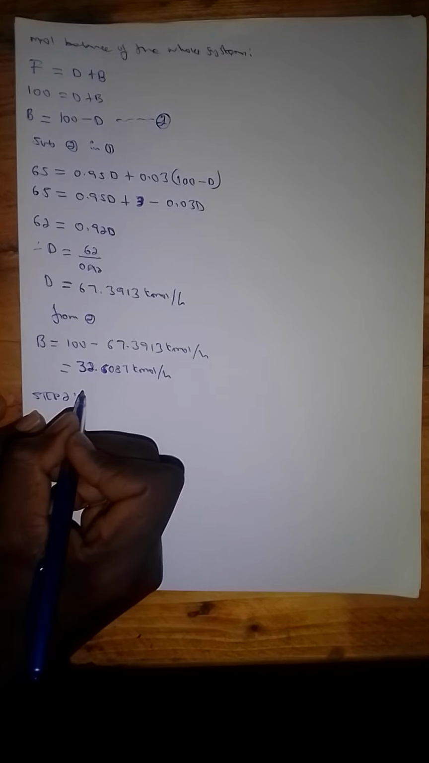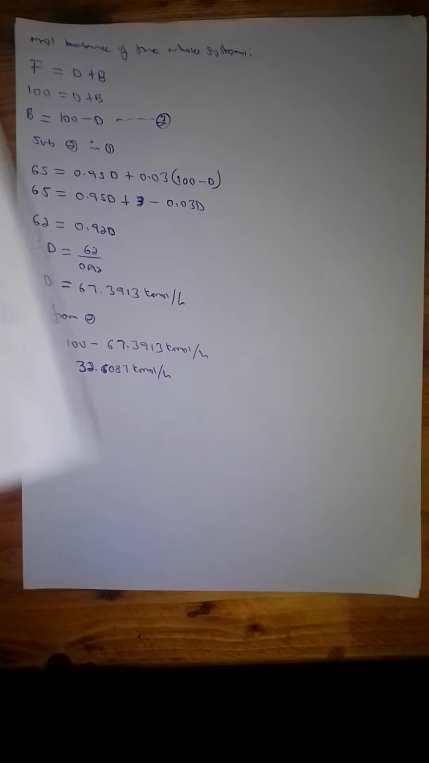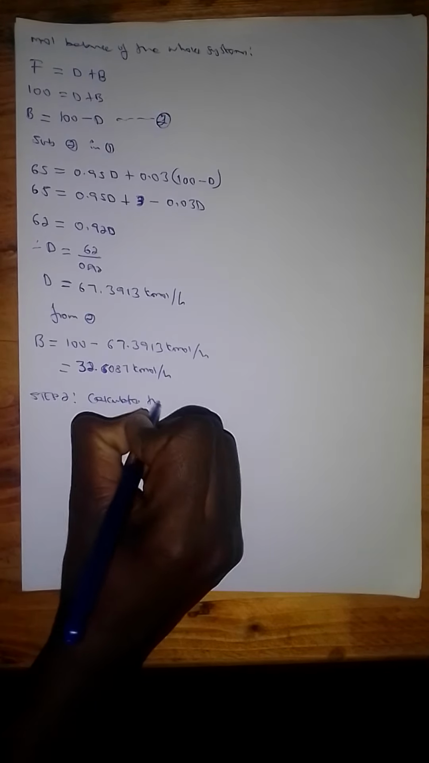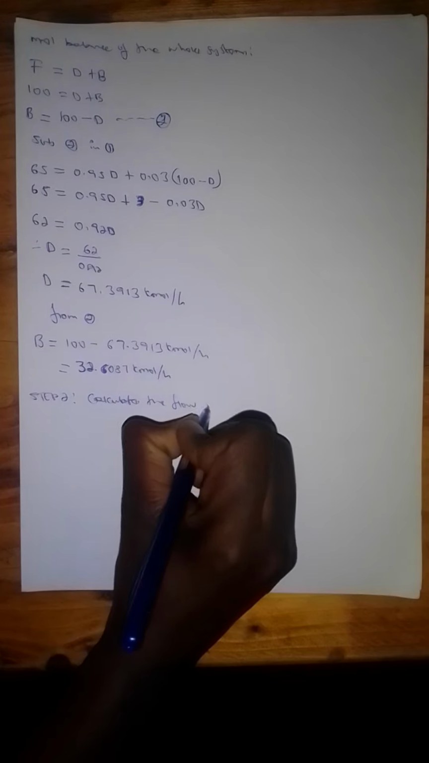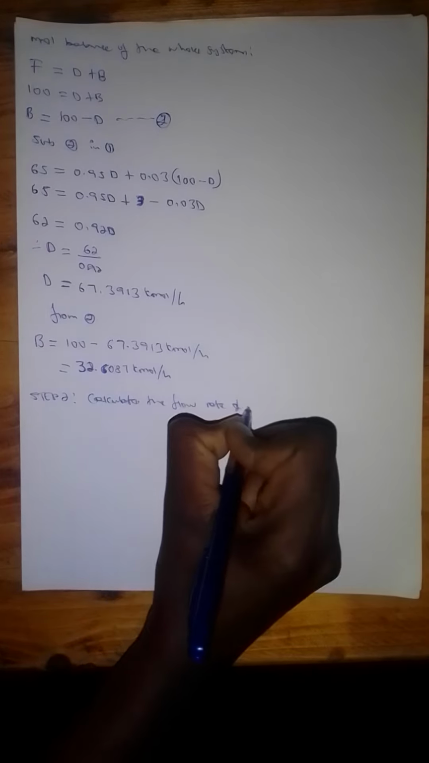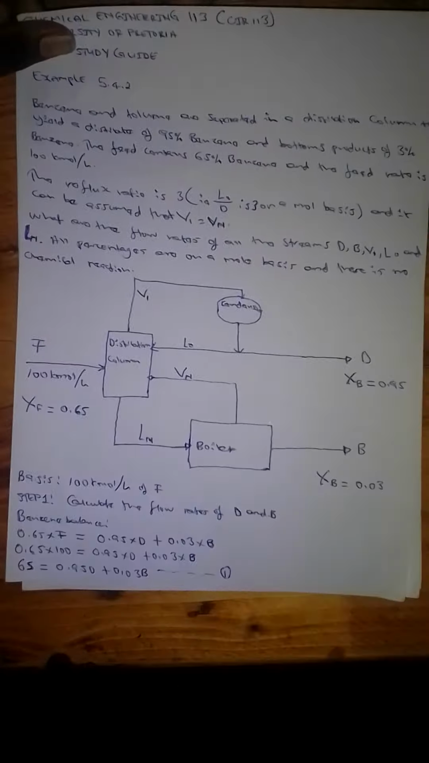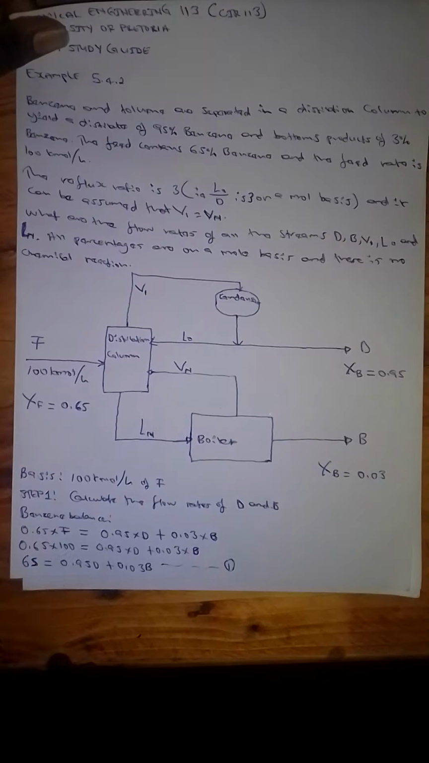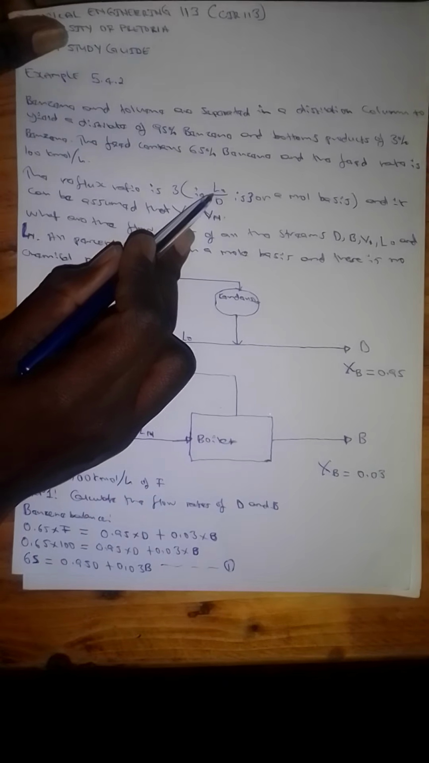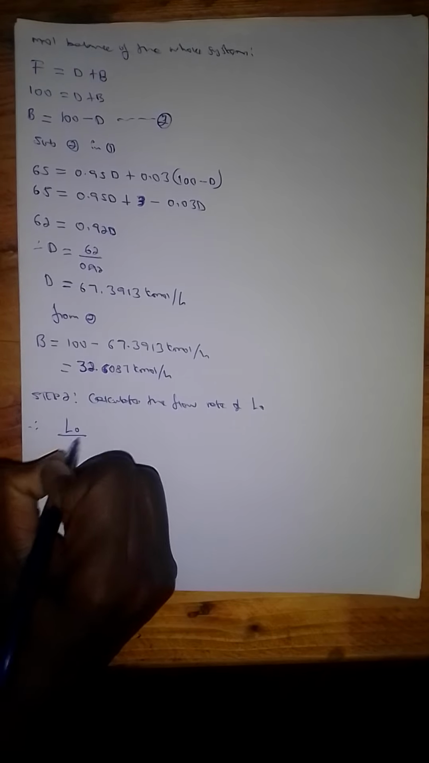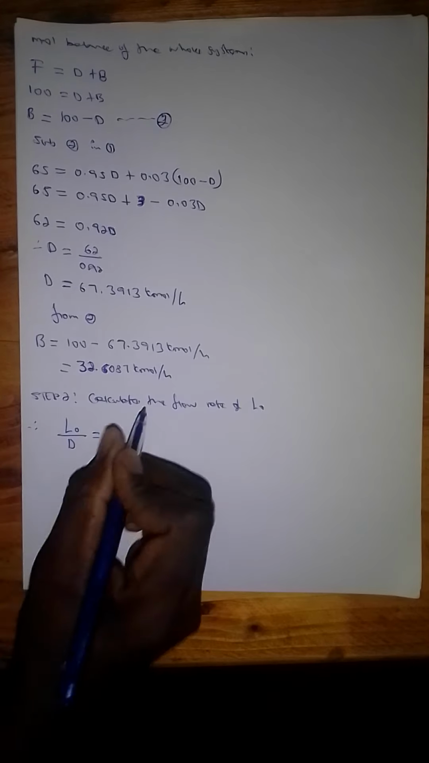where we're going to be calculating the flow rate of LO. This is actually LO here. So let me just write it down. I'll explain it. Calculate the flow rate of LO. So with this said, now we have LO here. Well, it's related to V1 and D, but we already have D, and we also have been told about the reflux ratio. So we can just simply say, therefore, LO all over D is equals to 3.